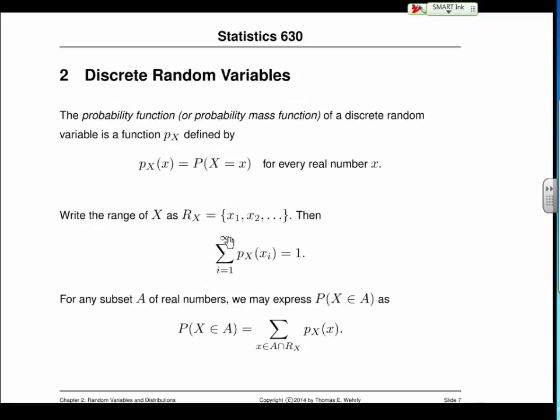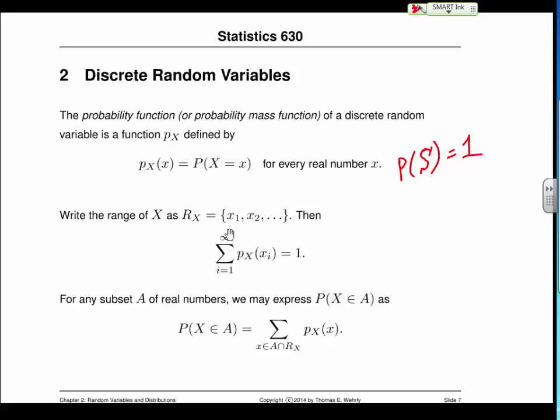The range of X is equal to x1, x2, and so forth. So if we add up these probabilities, we have to get 1. The probability of the sample space is equal to 1, just by definition of the sample space. Since the random variable takes each point in the sample space to somewhere on the real line, the total probability of the real line also has to be 1.